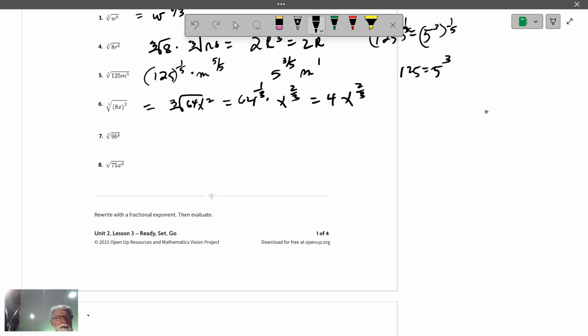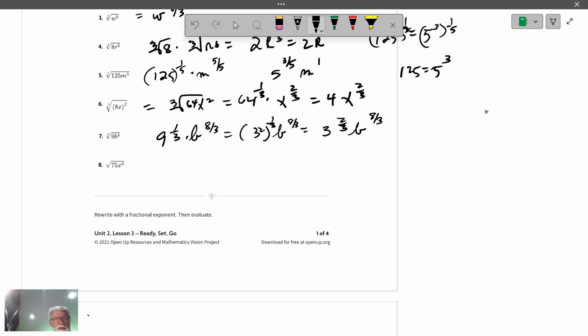Number 7, this is 9 to the 1/3 power, b to the 8/3 power. 9 is 3 squared to the 1/3 power, b to the 8/3. It becomes 3 to the 2/3 power times b to the 8/3 power.